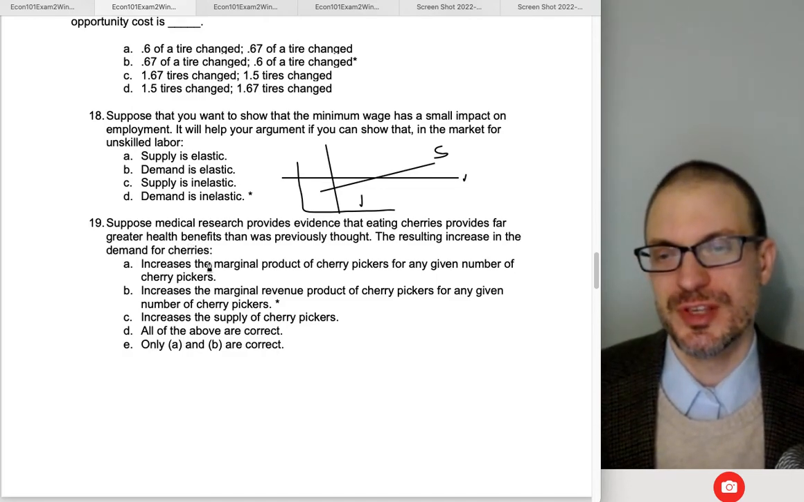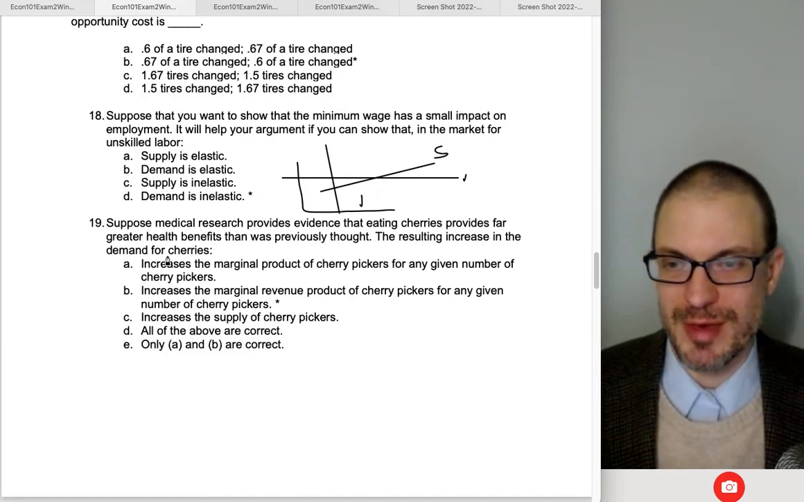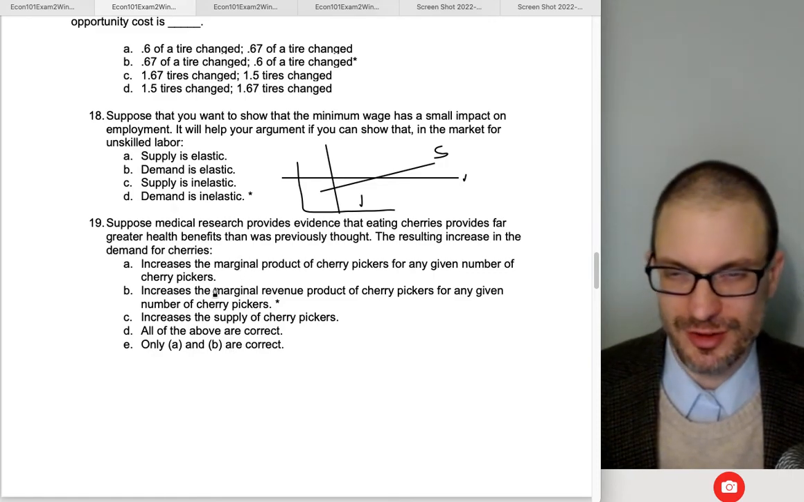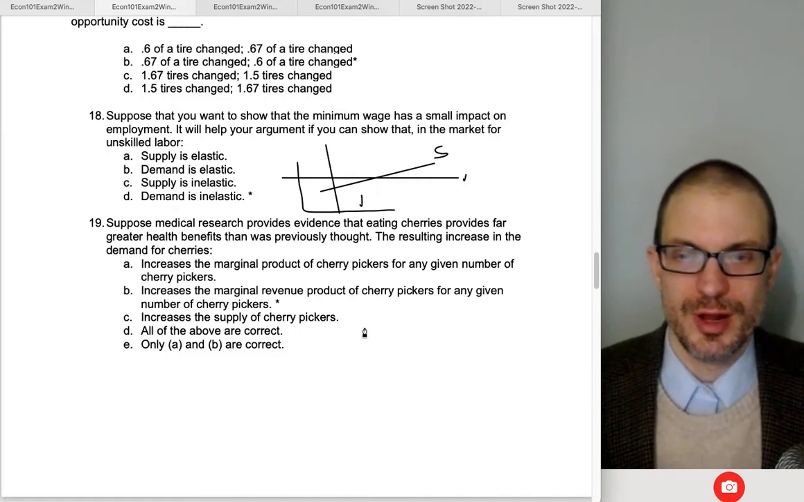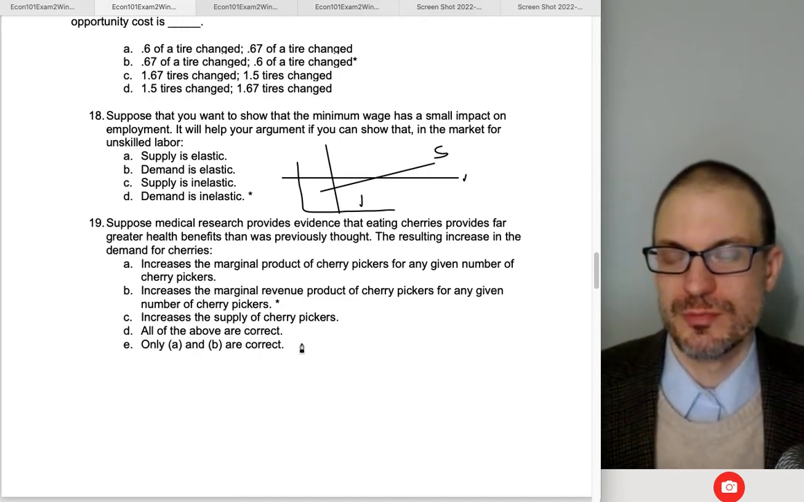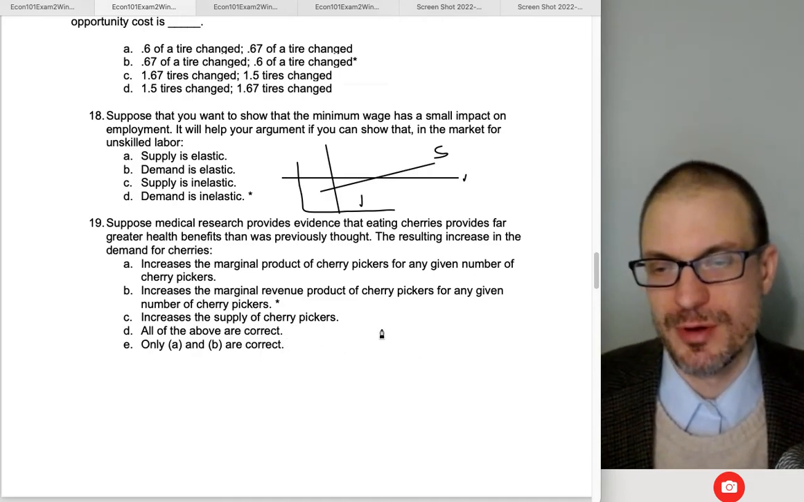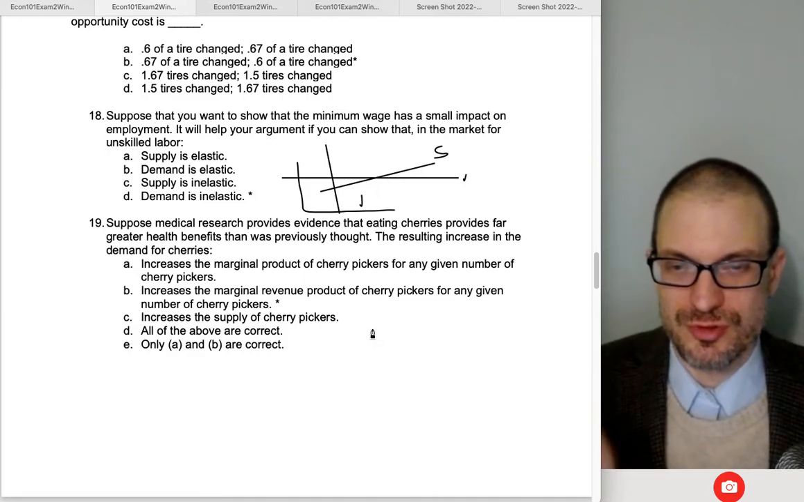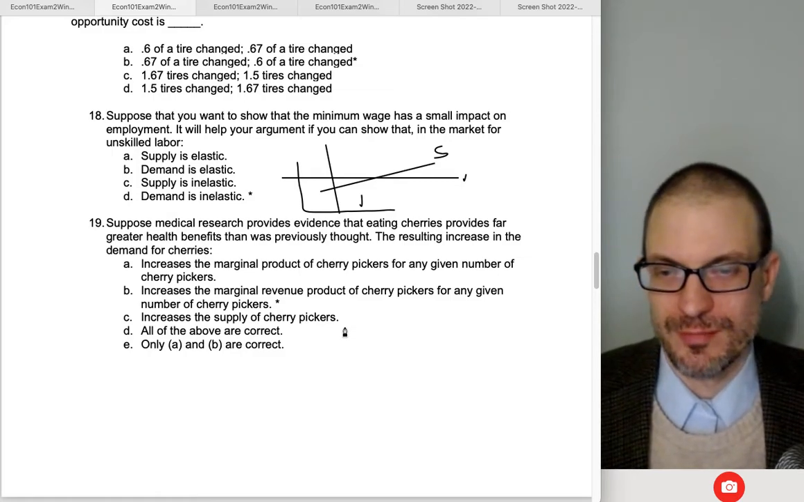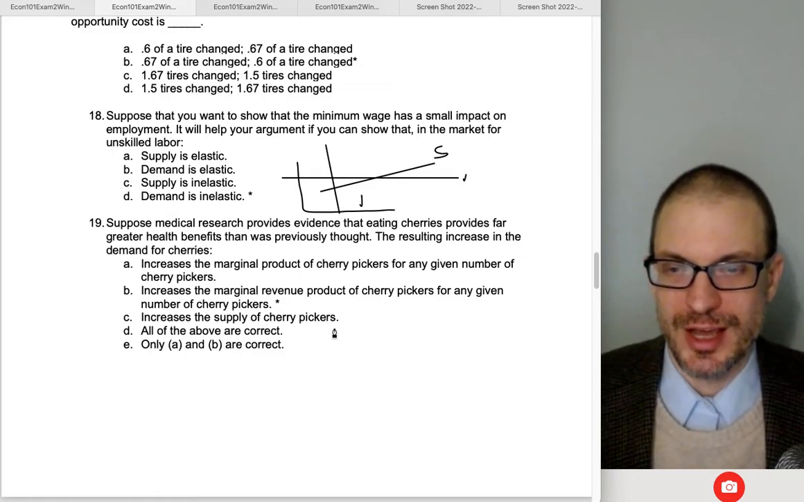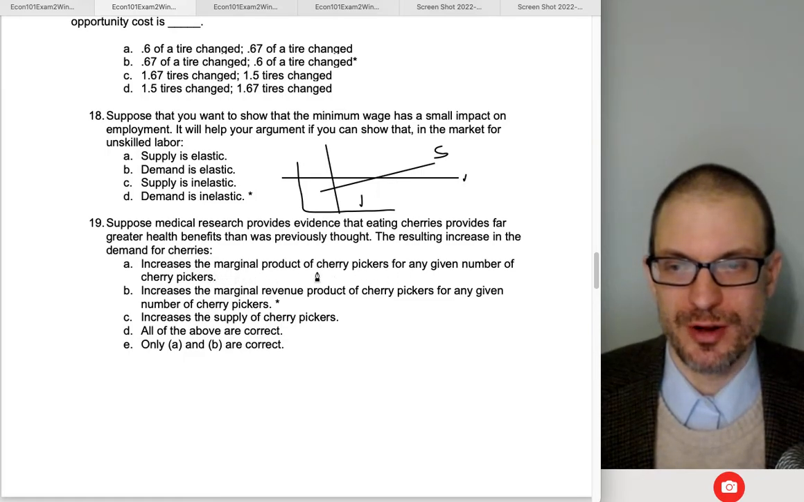Well, how is that useful here? So the resulting increase in demand for cherries, what's that going to do? As we start reading these answers, it's about marginal product, marginal revenue product, supply of cherry pickers. So now we're thinking about, well, we want to obtain cherries. We need cherry pickers to pick cherries. I don't know if we're talking about people or those truck basket things or ladder baskets to pick cherries. Either way, it's not going to matter. The first one says increases the marginal product of cherry pickers.